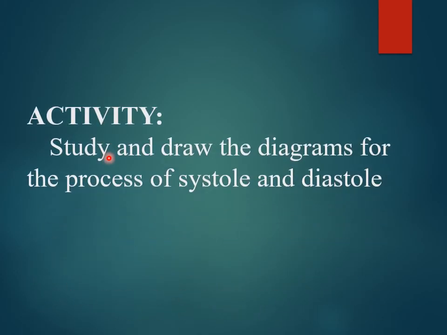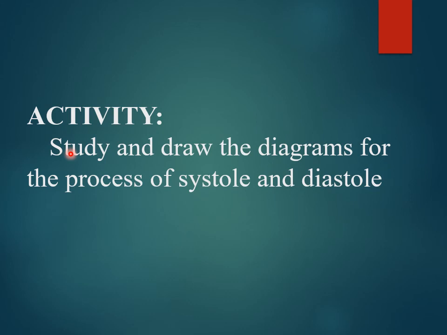Then we round off with this activity. With this activity, you get into your textbook and, from your understanding of this process of systole and diastole, you can come out with two diagrams to indicate the process of systole and diastole. You extract them from your textbook. Make sure that you do the activity. When you get these diagrams, you can draw them at the end of this.